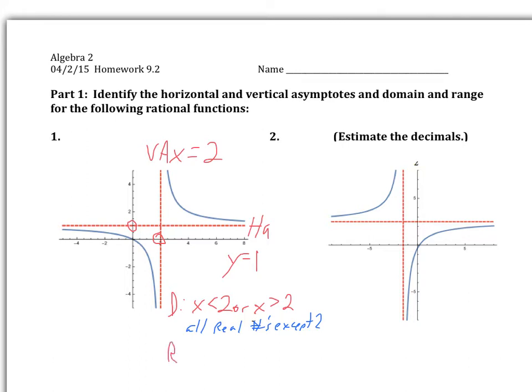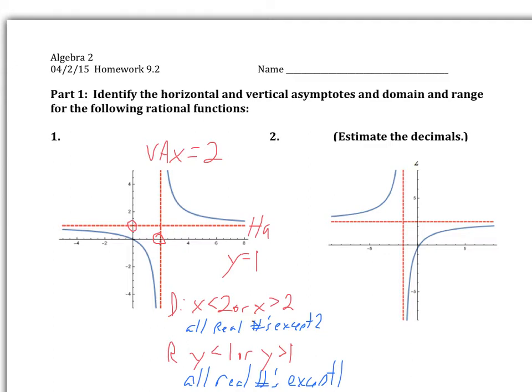The range is very, very similar. So the range is all of these numbers above the number 1, above the asymptote, and all the numbers below that, and again that's the number 1, so we'd say all y numbers smaller than 1, or all y numbers greater than 1, that's what we want. Again, if you want to just put it in words, that would be all real numbers except 1. And that's the end of number 1.